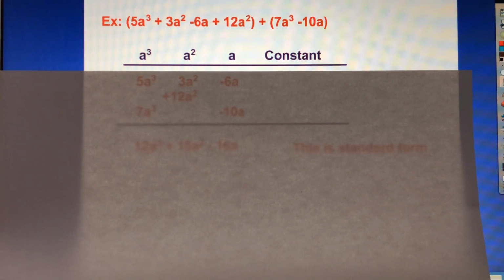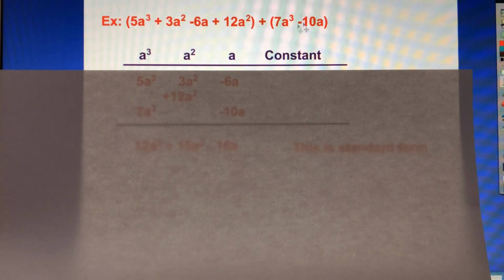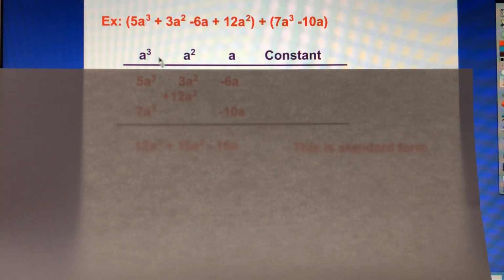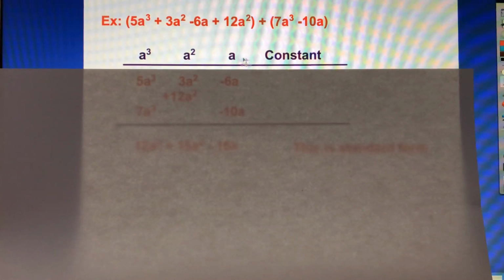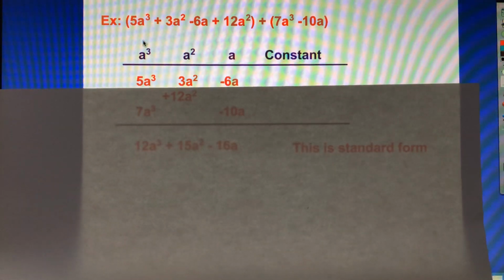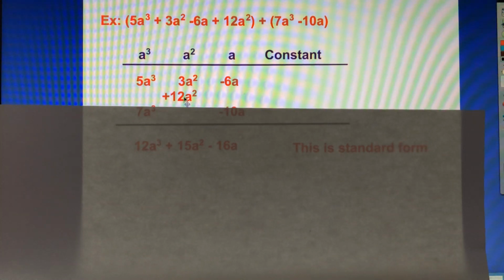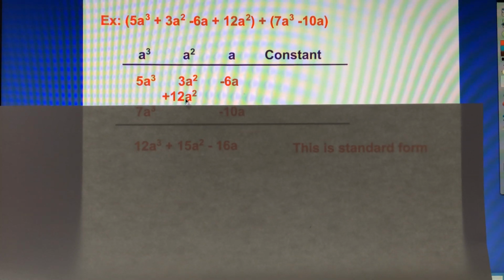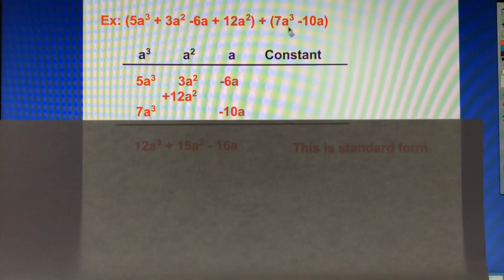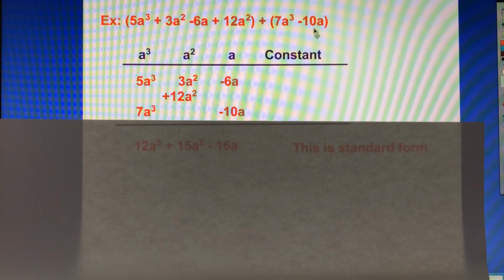My largest degree was a 3. So here it is, a to the third, a to the second, a constant. Simple. 5a to the third, 3a squared, negative 6a. Here's 12a squared. Oh, that's already there. It's okay. Put it right underneath it. 12a squared. 7a to the third, negative 10a.